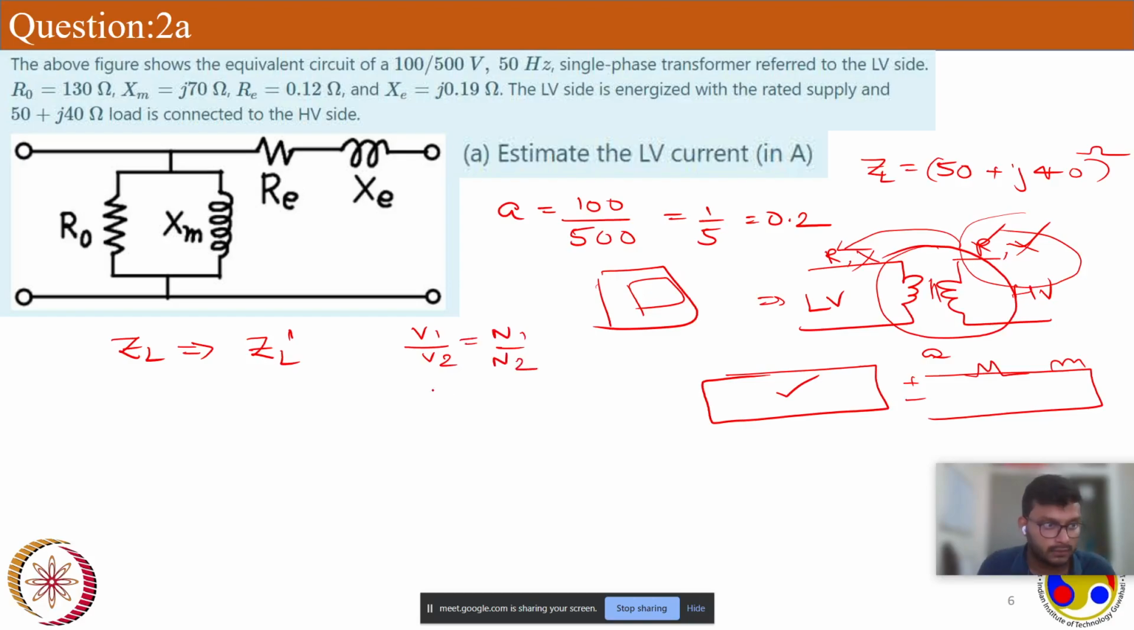Yes, Smith, you are correct. We have to multiply with the square of the turns ratio. So if anyone has any doubt, I'm just writing it again, so they will remember what we discussed.